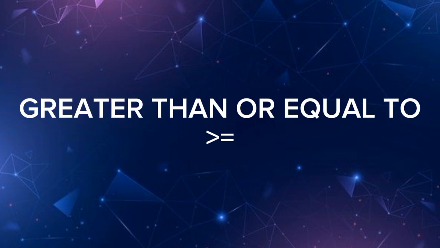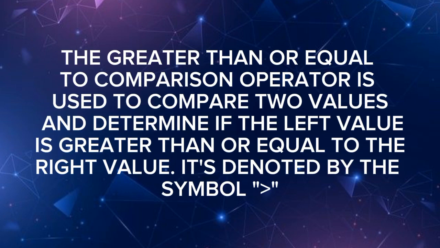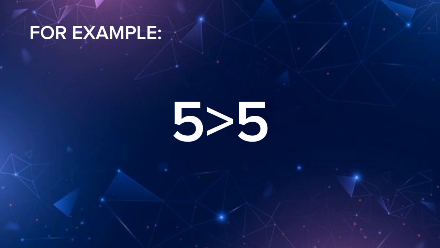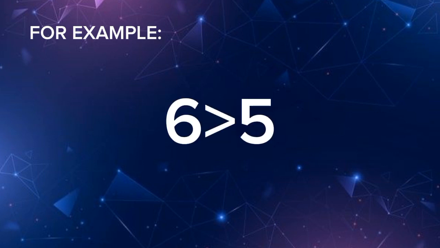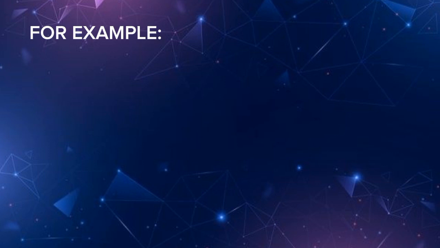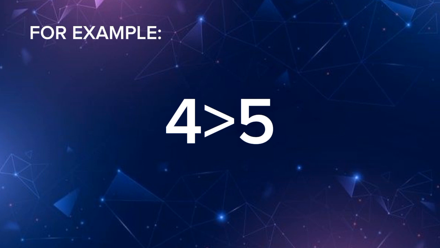I will discuss the greater than or equal to. So what is greater than or equal to? The greater than or equal to comparison operator is used to compare two values and determine if the left value is greater than or equal to the right value. It's denoted by the symbol >=. For example, if we have 5 >= 5, it means 5 is greater than or equal to 5, which is true. And if we have 6 >= 5, it means 6 is greater than or equal to 5, which is true. But if we have 4 >= 5, it means 4 is not greater than or equal to 5, which is false.